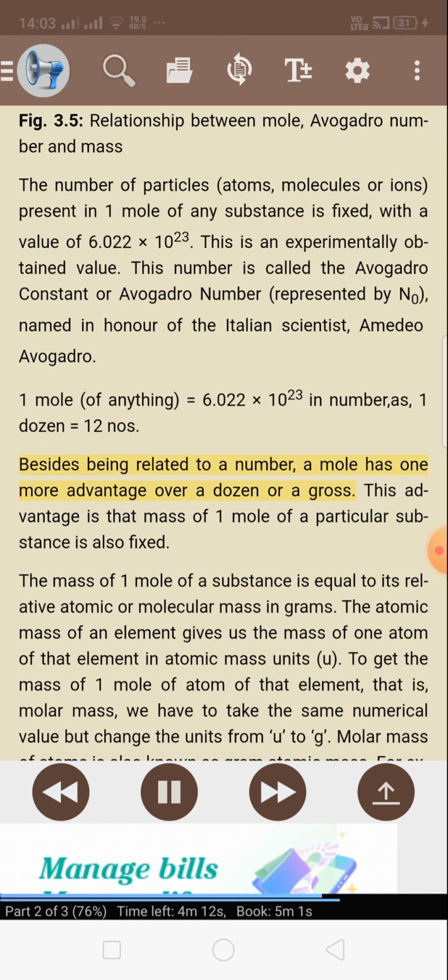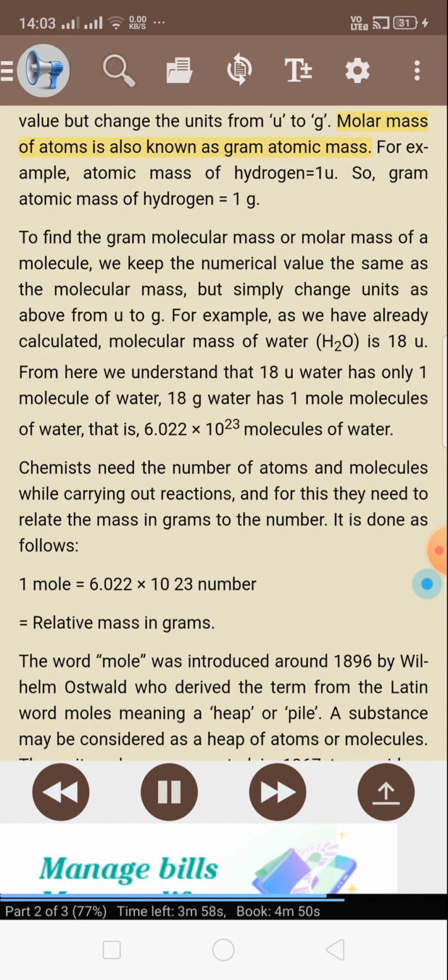Besides being related to a number, a mole has one more advantage over a dozen or a gross. This advantage is that mass of 1 mole of a particular substance is also fixed. The mass of 1 mole of a substance is equal to its relative atomic or molecular mass in grams. The atomic mass of an element gives us the mass of one atom of that element in atomic mass units U. To get the mass of 1 mole of atoms of that element, that is molar mass, we have to take the same numerical value but change the units from U to g. Molar mass of atoms is also known as gram atomic mass.